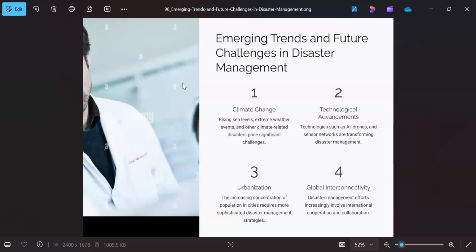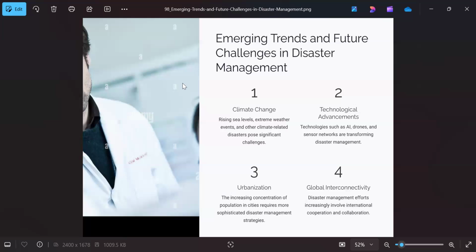What are the emerging trends and future challenges in disaster management? When we talk about the emerging trends and future challenges, there are climate change, rising sea levels, extreme weather events, and other climate related disasters that pose significant challenges. Then technological advancements such as AI, drones, sensor networks are transforming disaster management. Then urbanization, the increasing concentration of population in cities, requires more sophisticated disaster management techniques, and global interconnectivity.